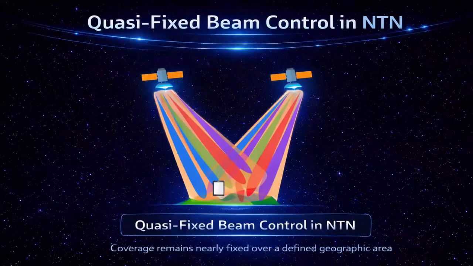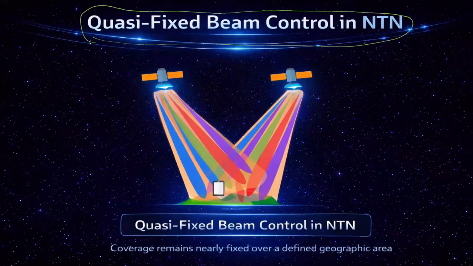But there is one more beam, which is called quasi-fixed beam control in NTN. This is the balance of fixed beams and moving beams. It combines the benefits of both Earth fixed and Earth moving beam concepts. So what is the concept here? In quasi-Earth fixed beams, the beam is not perfectly fixed, but it is also not fully moving. It stays approximately fixed over a region for a certain duration and then gradually shifts. So from the user perspective, the beam appears almost stationary.